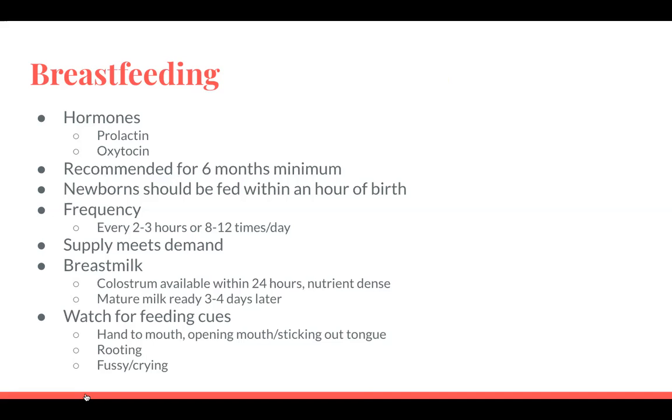Okay, just jumping back to the slide. Watch for those feeding cues. So hand to mouth is a more indicative sign of a feeding cue than high-pitched crying, because crying in general can indicate a lot, but hand to mouth is going to be a very big indicator that the baby is hungry. So keep that in mind.